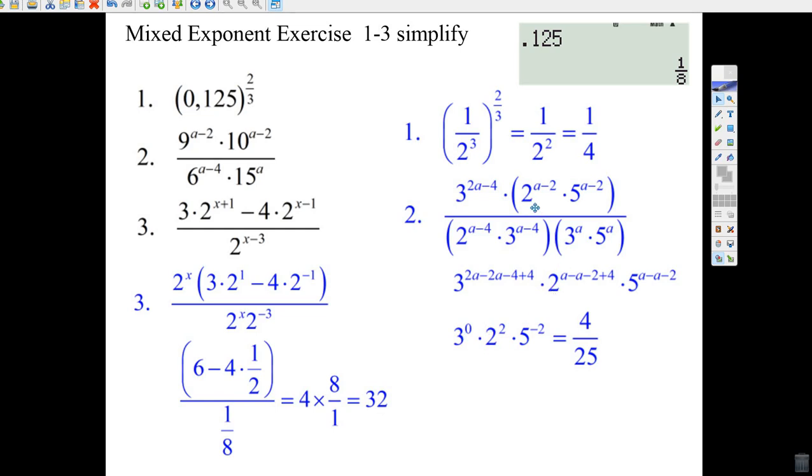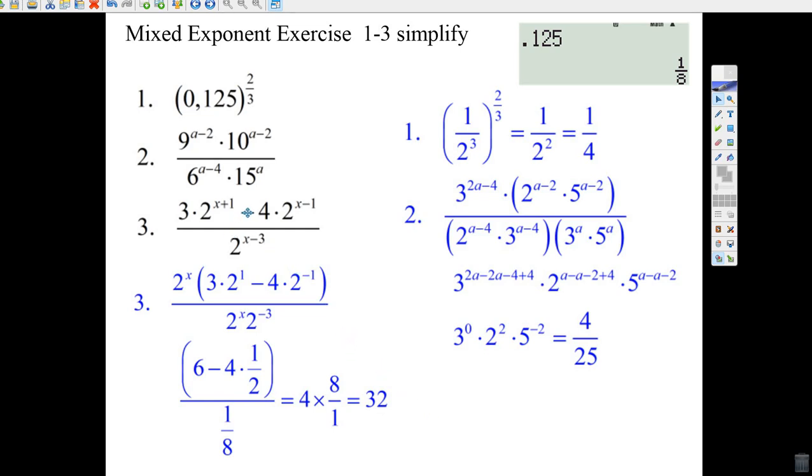Now let's look at what's happening with the 2's. Well, it's a minus a, because you're dividing 2 things of the same base, but it's minus 2 minus minus 4. That's minus 2 plus 4. That's 2 to the second power. Then let's look at the 5's. There's a minus a, but that's just 0, but there's a minus 2 that stays there. Well, 5 to the minus 2 is 1 over 5 squared. It's 25. 2 squared is 4. That's just 1, so there's your answer, 4 over 25.